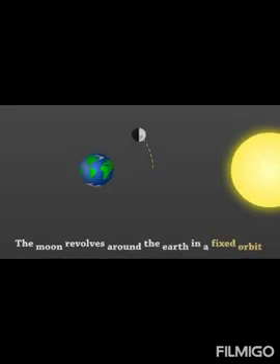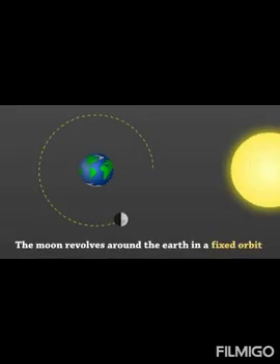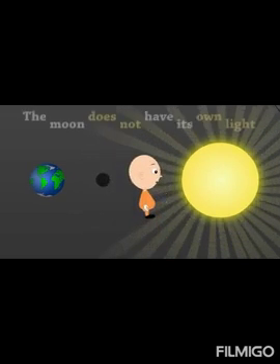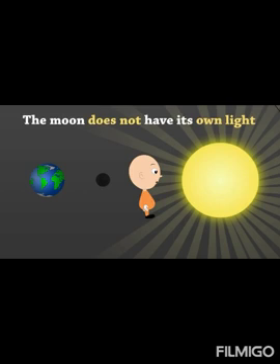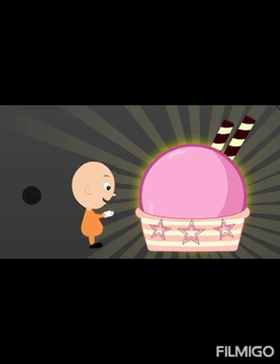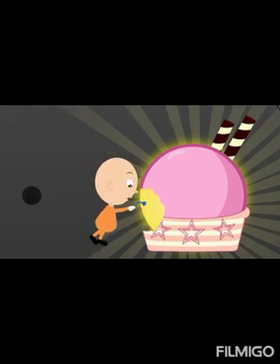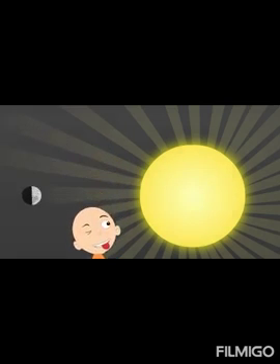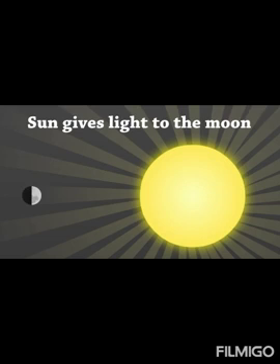Let's get started. So students, you all know that the moon revolves around the earth in a fixed orbit, as well as it rotates around itself. Therefore, we see the same side of the moon. The moon does not have its own light. So you know from where the moon gets its light? Any guesses? The moon receives its light from none other than the sun. Yes, the sun gives light to the moon.